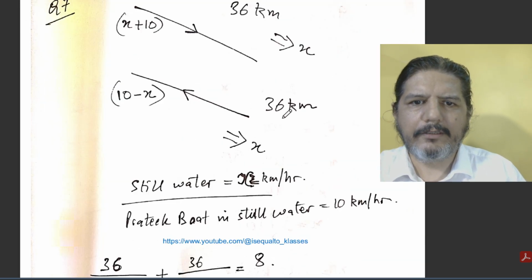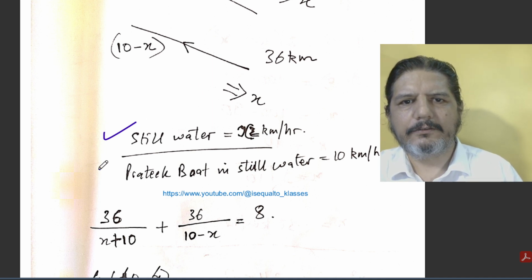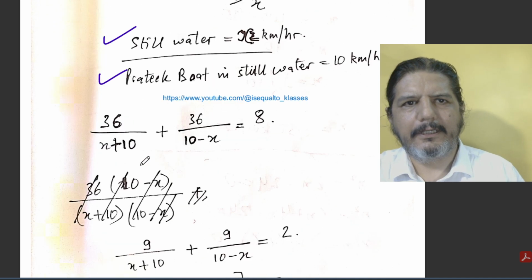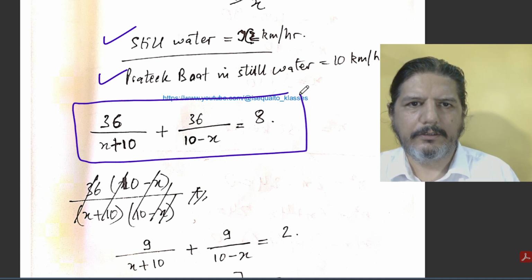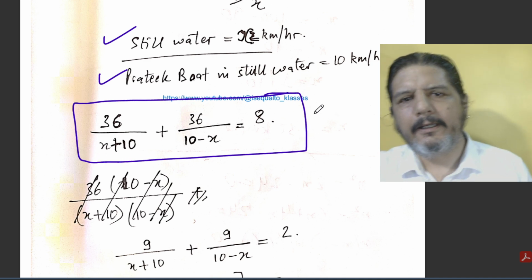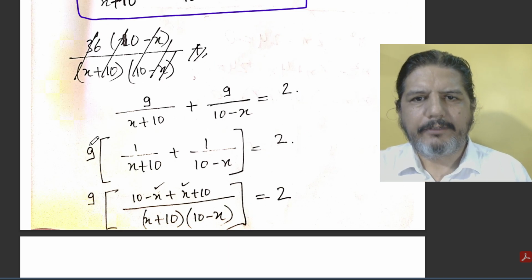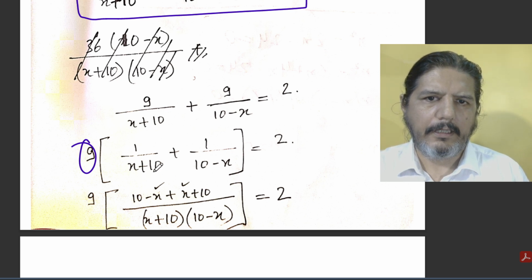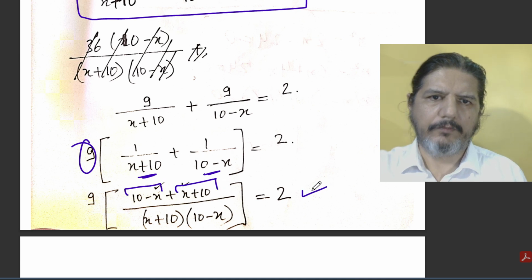So this is all that we have discussed till now. So still water is x, Pratik's boat in still water is 10, and this is the equation we formed. So t1 plus t2 is equal to 8, and then I have taken the 9 out. So now the denominator is x plus 10 and 10 minus x. So here I'll write 10 minus x. Here I'll write x plus 10 is equal to 2.